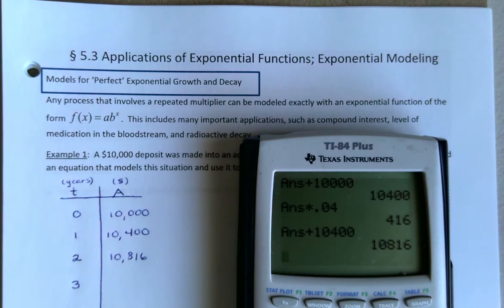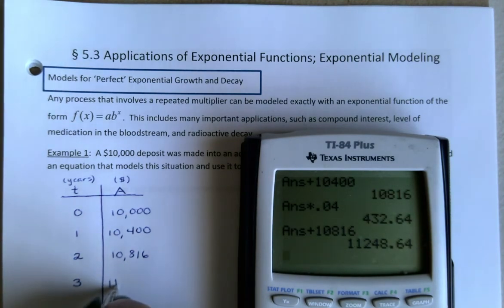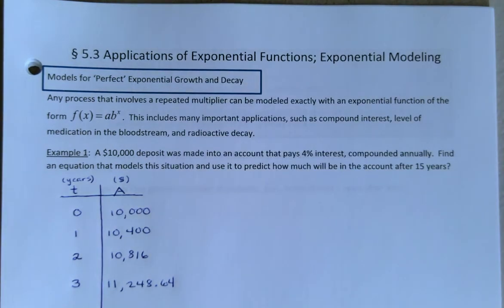All right, I'm going to continue my chart out one more year. $10,816. I'm going to earn 4% interest on that. So multiply that by 0.04. $432.64 interest this year. Add the $10,816 that I had. And we're now at $11,248.64. And of course, we could keep on going from there. But I want to think about this just a little bit differently.